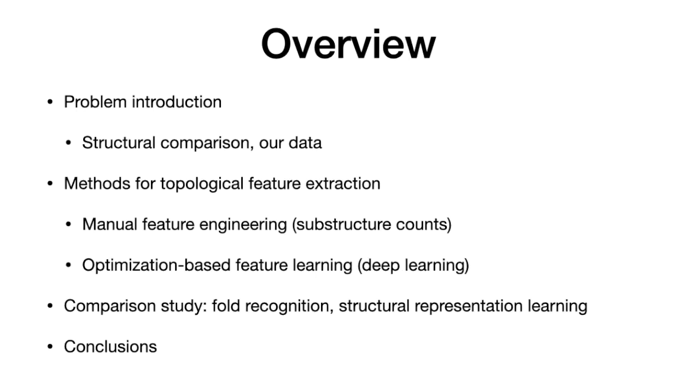So today I will first introduce the problem by defining structural comparison and describing our data. Then I will describe two contrasting methods for feature extraction. The first method uses manually crafted features, in this case so-called graphlets, to characterize protein structure. The second method uses an optimization-based machine learning approach to learn topological features. I'll then present a benchmarking study using the two methods that pertains to the features' effectiveness in the context of fold recognition and structural representation learning. I'll then conclude with a few remarks on the two approaches.